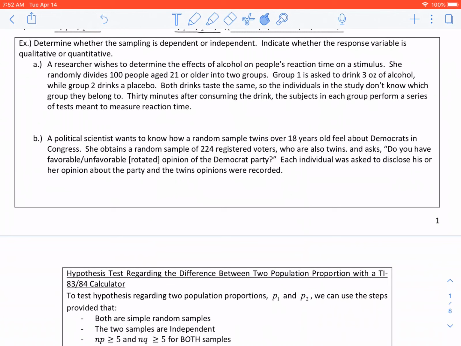Since those two groups have nothing to do with one another, just because you got picked for Group 1 does not mean that someone else has to get picked for Group 2. These would be independent. And they're measuring reaction time, which you can measure numerically. So this would be quantitative.